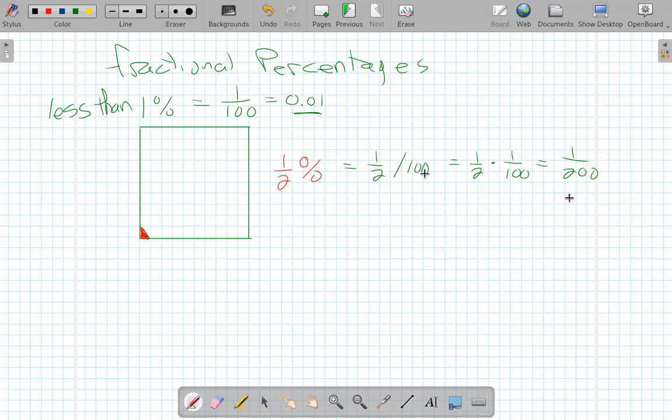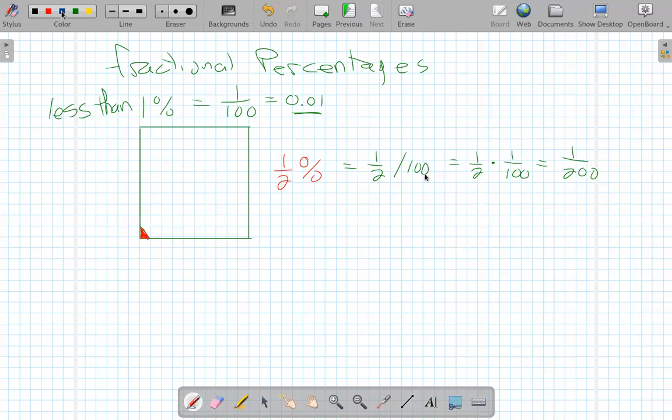And let's see if that makes sense here. As far as squares go, there are 100 squares in here. Now, if I cut each of those squares in half with a diagonal, then that means for every square, I get 2 triangles. 2 times 100 is 200. So one of those triangles is 1 out of 200 in this percent grid here. So 0.5% is 1/200th.